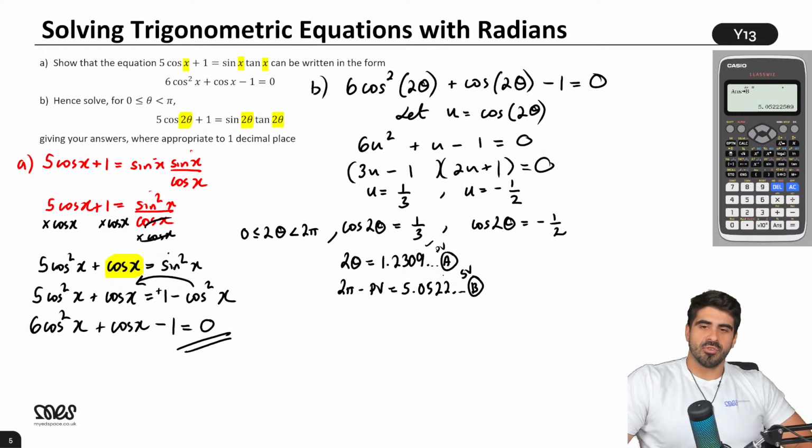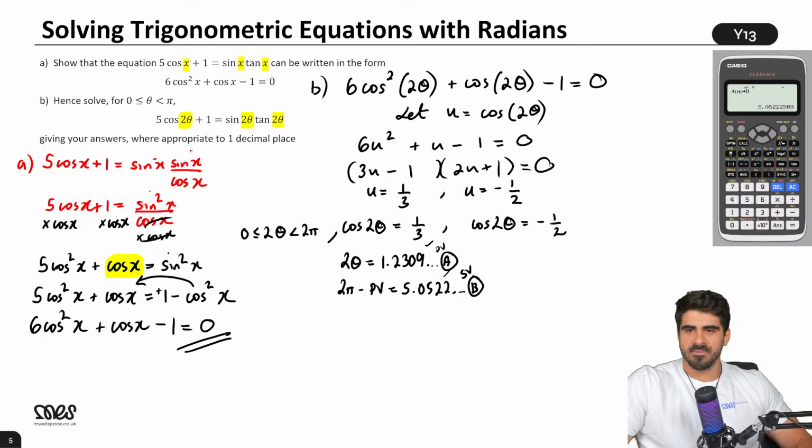Now, these are both in the range, right? Because you did 2 pi minus. This is going to have to be in the range. Would you recommend we add and minus 360? Or add or minus 2 pi?